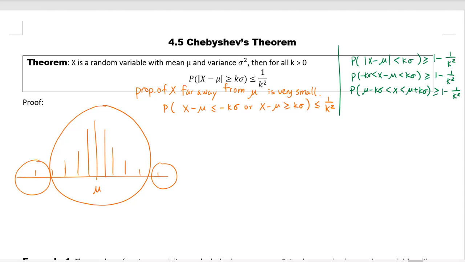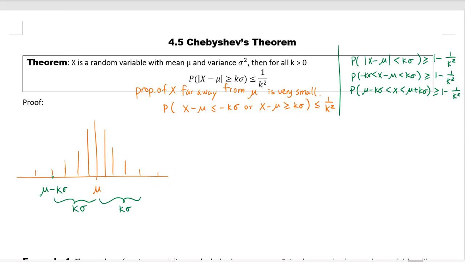What does this mean? Let's say this is the mean, mu. And here is mu minus k sigma, where this distance is k sigma, and this distance is k sigma. Then this point is mu plus k sigma. So it means the probability of X lying in this range is big. How big? Greater than or equal to 1 minus 1 over k squared.